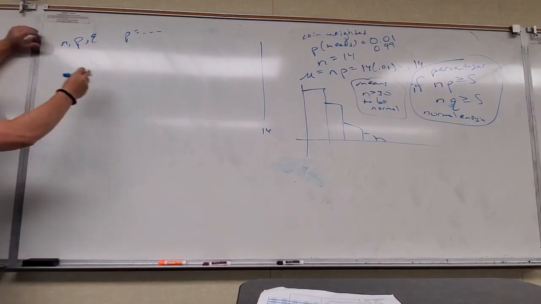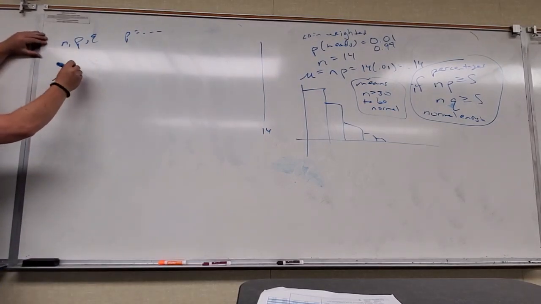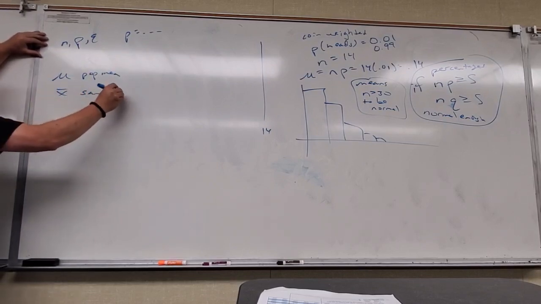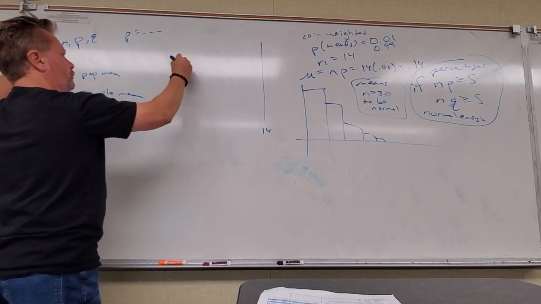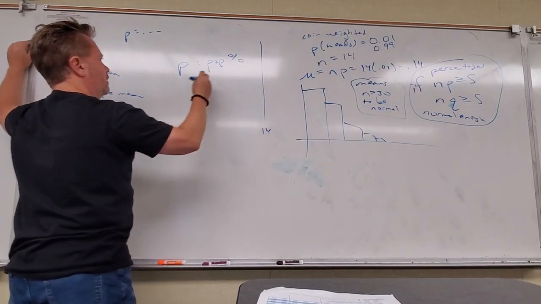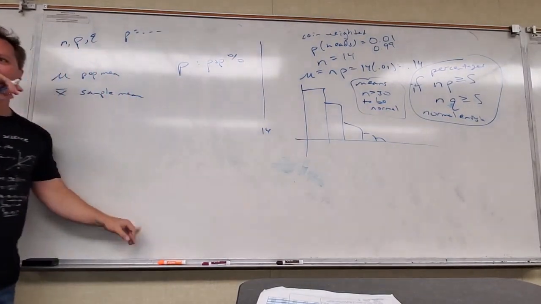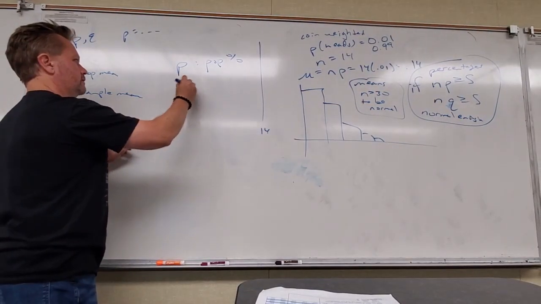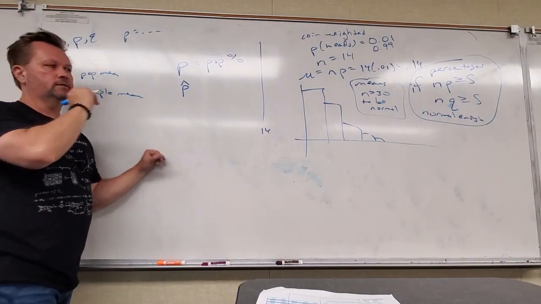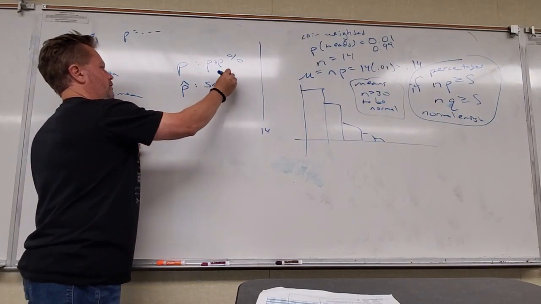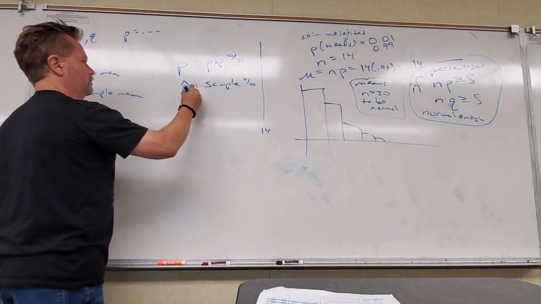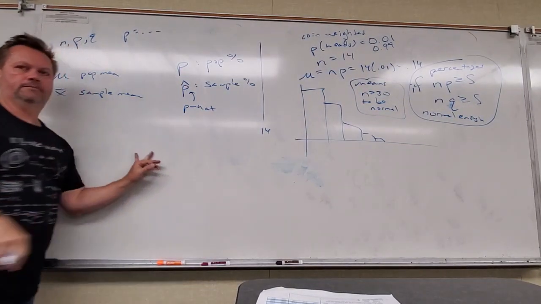Just like we have a symbol for a population mean, and we have a symbol for a sample mean, we also have a symbol for a population percentage. See how the X has got a little hat on it? So the P gets a little party hat. This is a sample percentage. This is called X bar. This is called P hat.